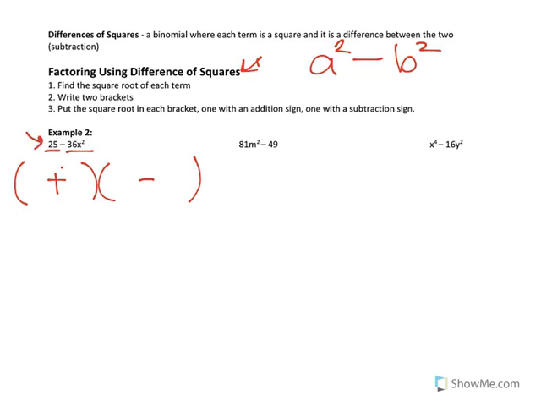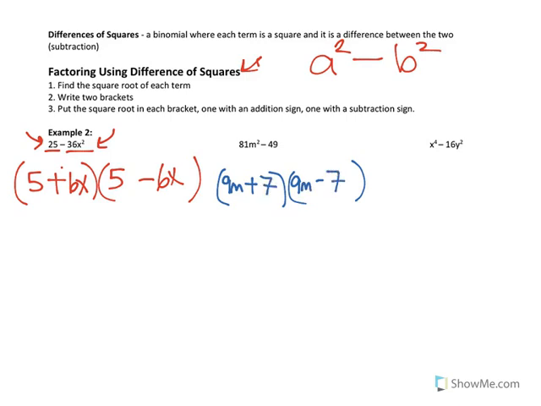Square root the first number, so the square root of 25 is 5, it goes there. The square root of 36x squared is 6x, it goes there. And that's it. Next one, two brackets, one with a plus, one with a minus. Square root of 81m squared is 9m. Square root of 49 is 7. Done. It's like magic, but it's math magic.